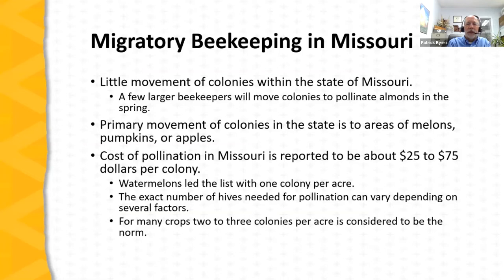It's less expensive to rent a hive here in Missouri. It's going to be probably somewhere between $25 to $75 per colony. Watermelons, you need about one colony per acre. Strawberries, 1.5 colonies. Apples, probably 2 to 2.5 colonies per acre. And the exact number of hives needed depends upon several factors, such as the topography of the orchard, the size of the orchard, and the need for cross-pollination versus self-pollination.